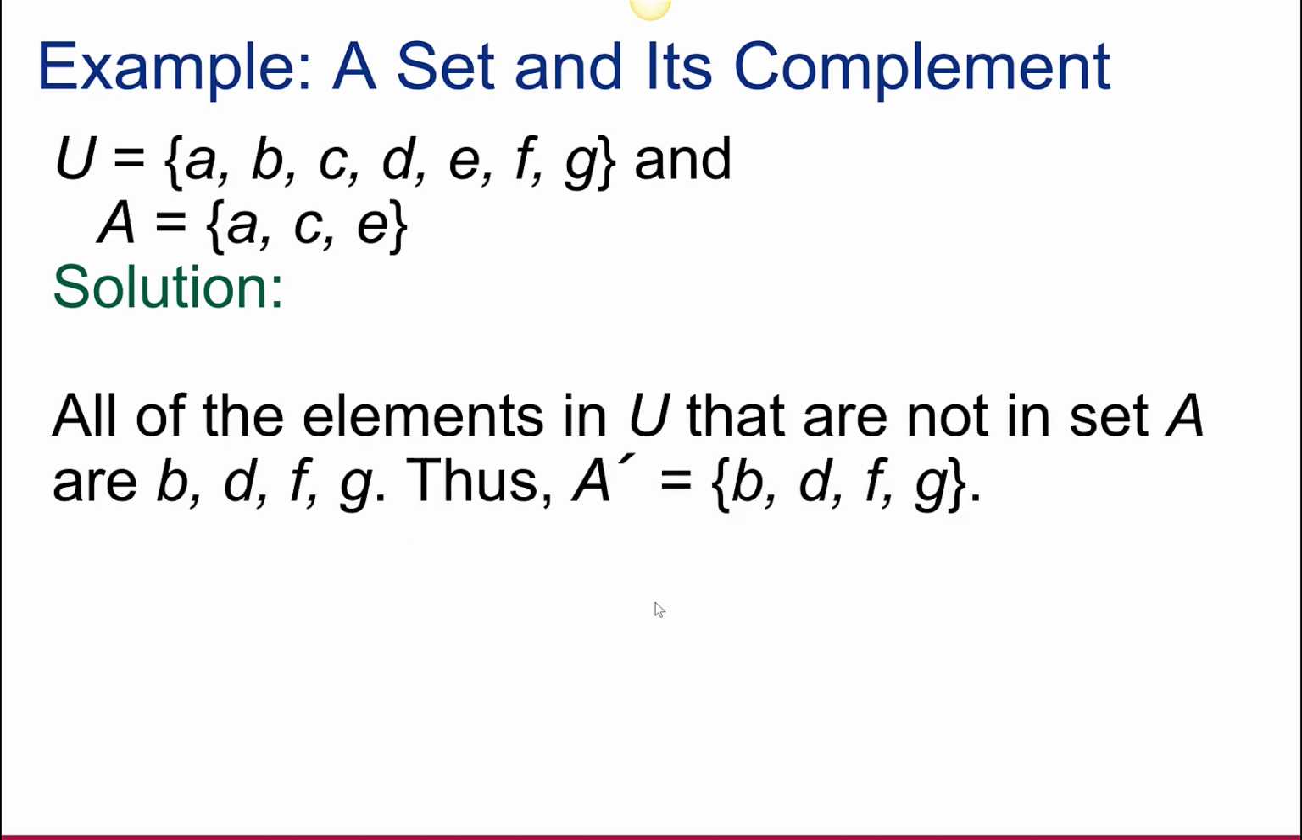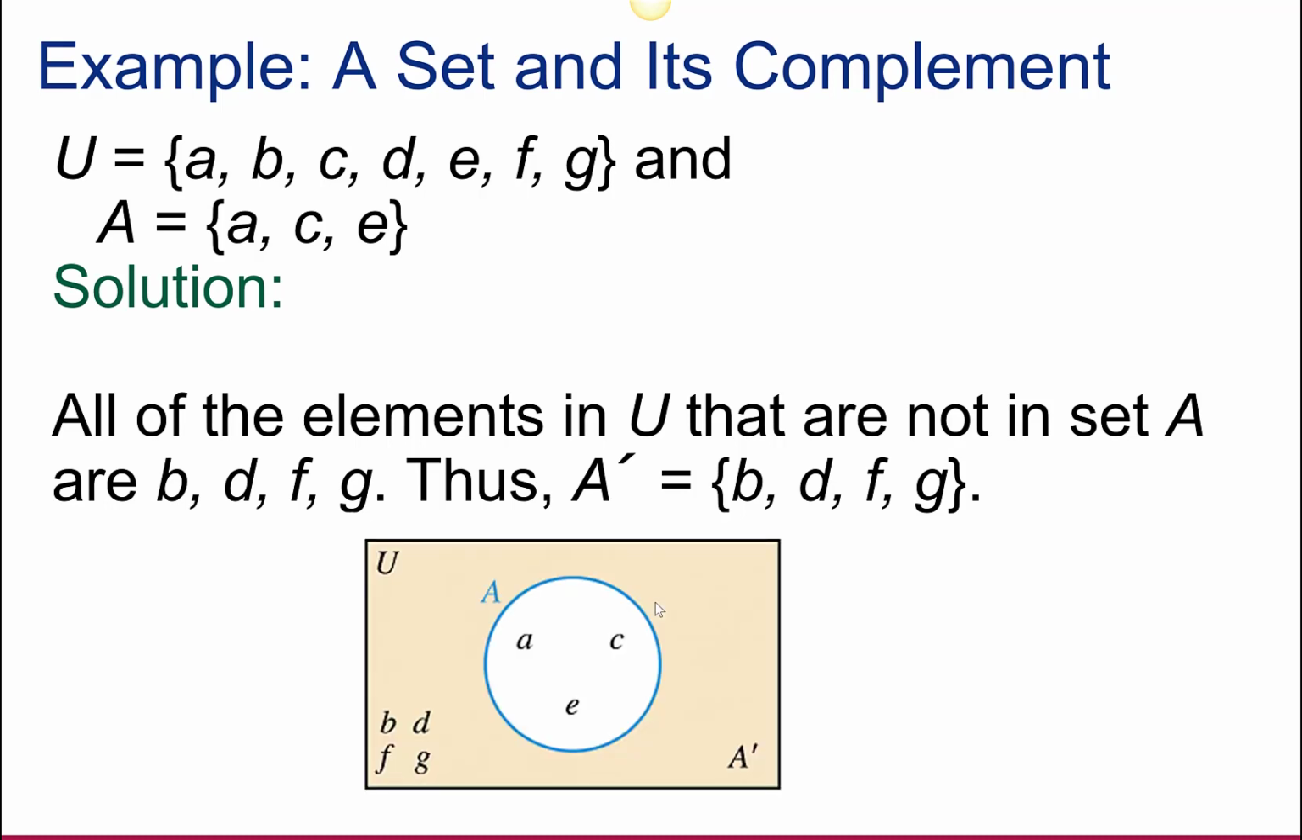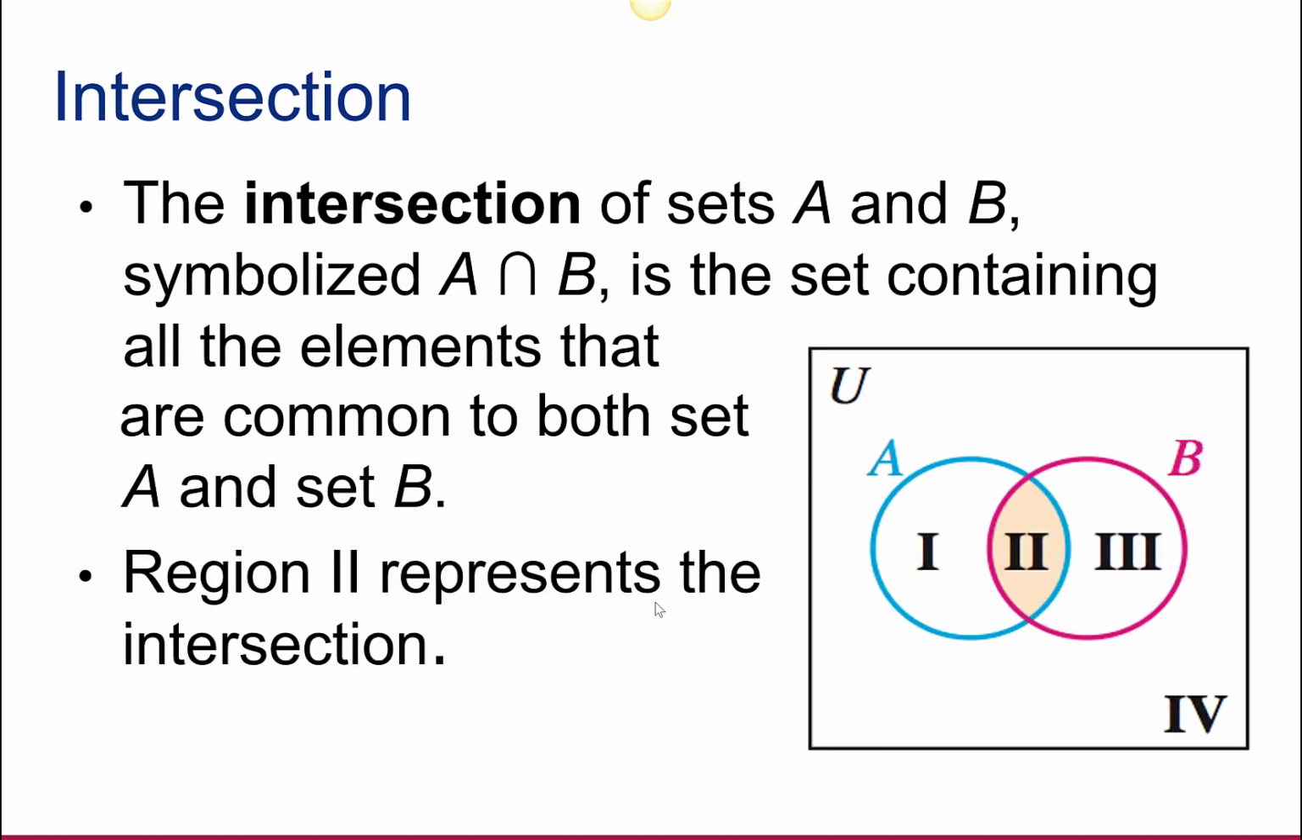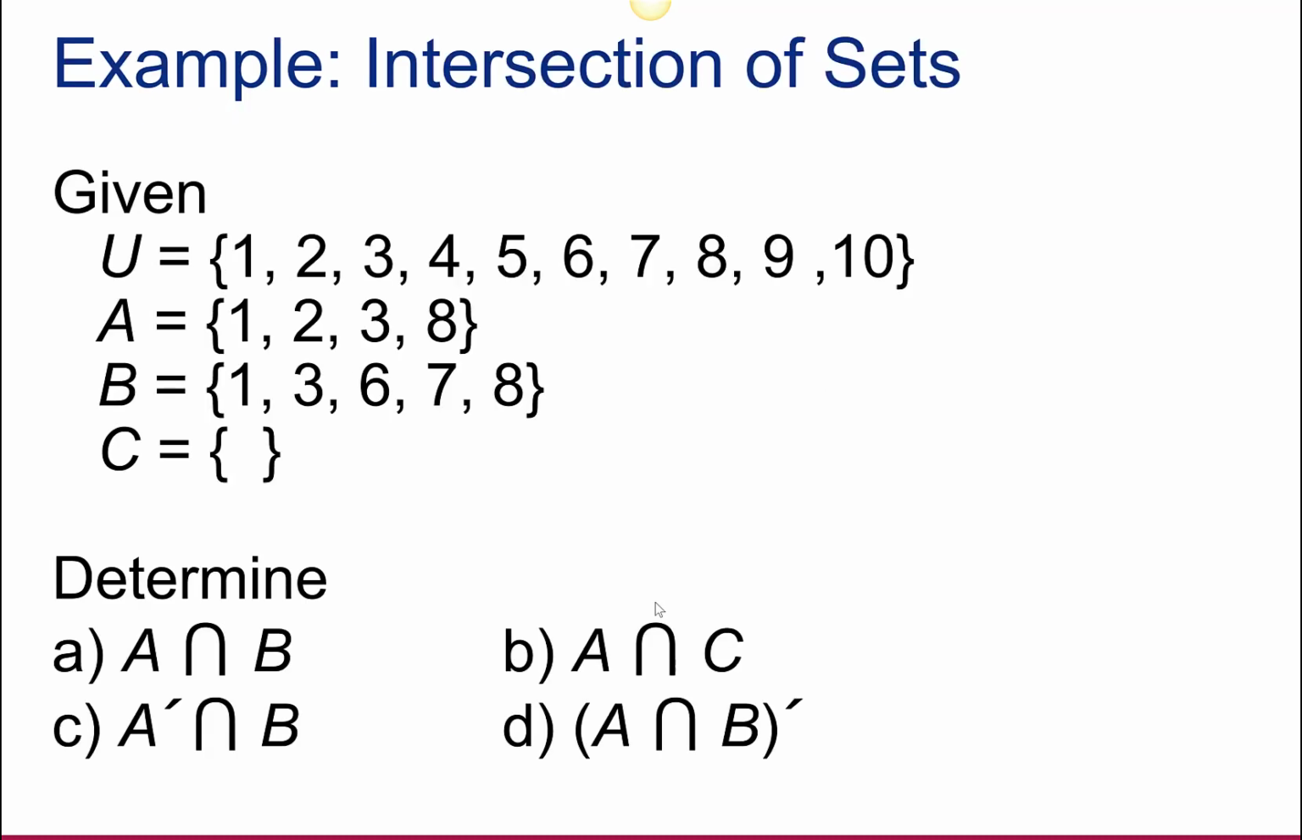Okay, so A prime is going to contain all the elements in the universal set that are not included in A, and those elements are B, D, F, and G. And here's what the resulting Venn diagram would look like. Set A contains the elements A, C, and E, and then A prime, or A complement, contains the remaining elements B, D, F, and G. The intersection of two sets, symbolized by A with an upside-down U, is a set containing all the elements that are common to sets A and B, and this is region 2 on the standard Venn diagram.